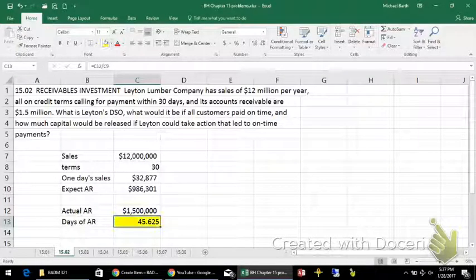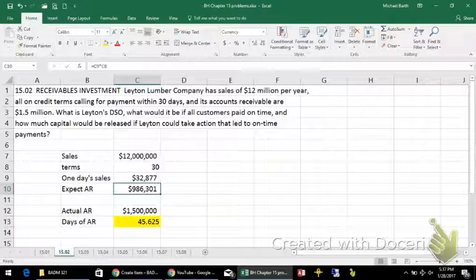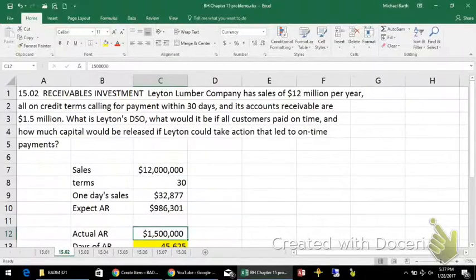Now their terms say that everybody pays within 30 days, so obviously some of the customers aren't paying on time. Now if all of the customers did pay on time, that would be the accounts receivable. That's what the accounts receivable is. So, pretty simple.